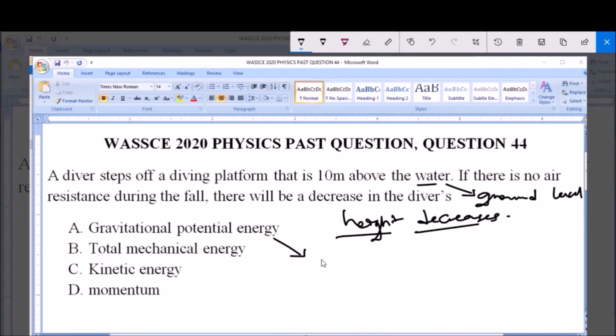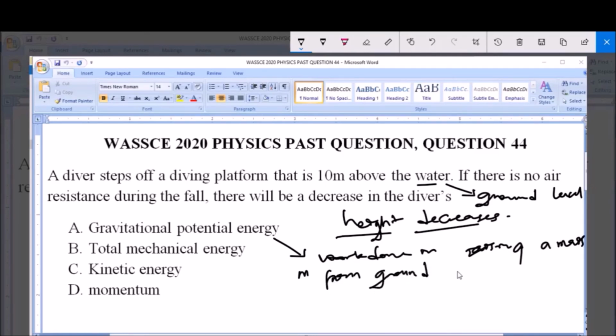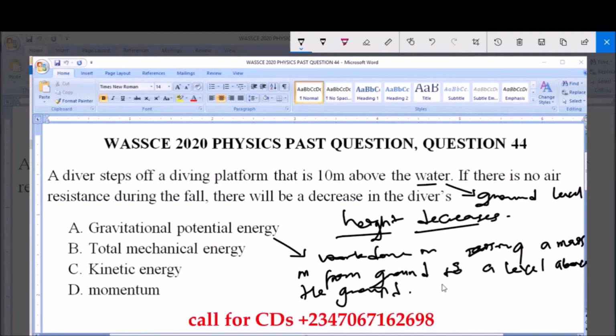Gravitational potential energy is described as the work done in raising a mass m from the ground level to a height above the ground. Now, this gravitational potential energy depends on height, meaning that gravitational potential energy is directly proportional to height. And this can be seen from the expression, gravitational potential energy is given as mgh.